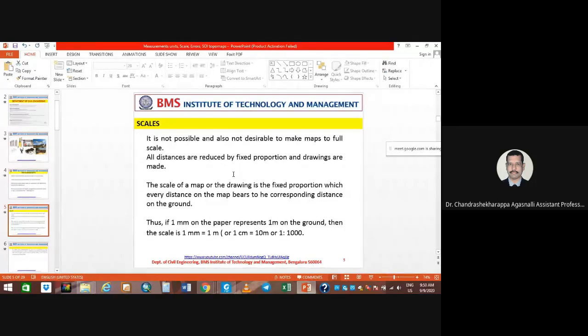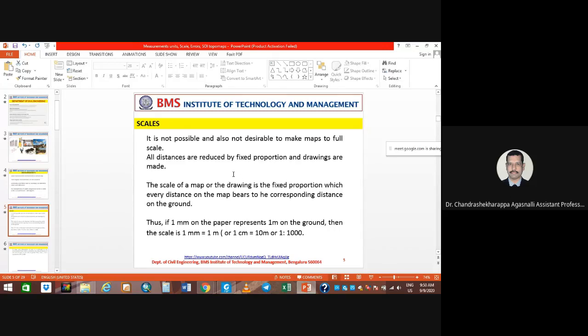This is how you need to fix the scale. You cannot fix the scale at 1 centimeter is equal to 500 meters. You need to fix it as per the features in your surveyed area, so that even small features can be plotted on the paper and be visible. This is how you need to fix the scale for drawing purposes.